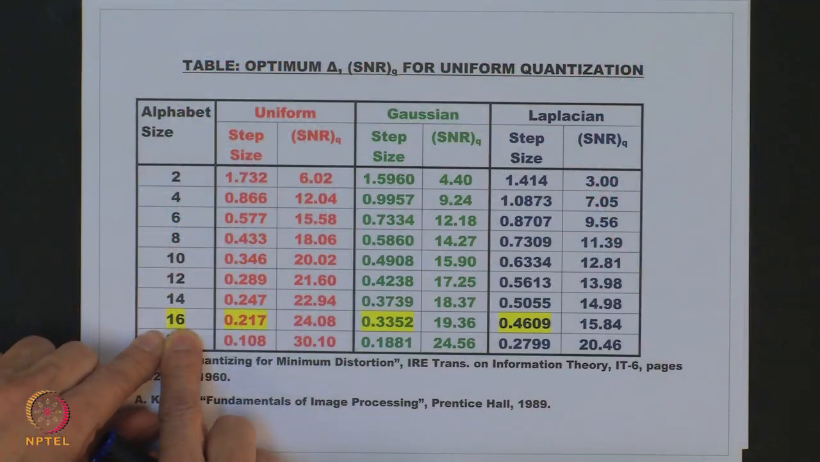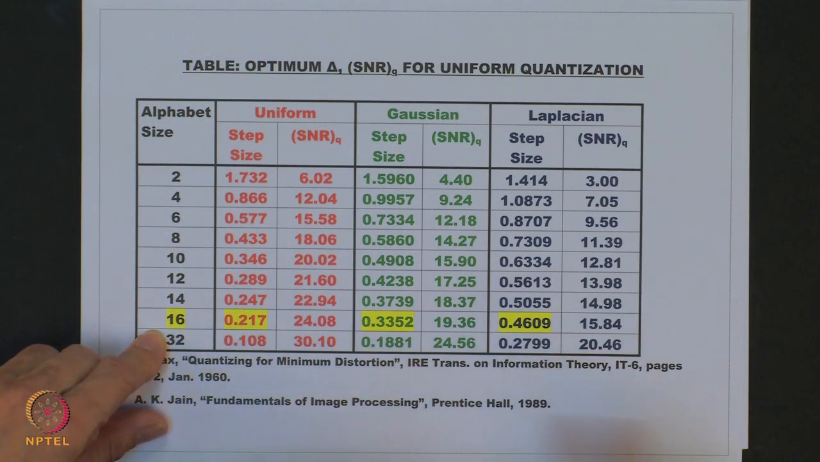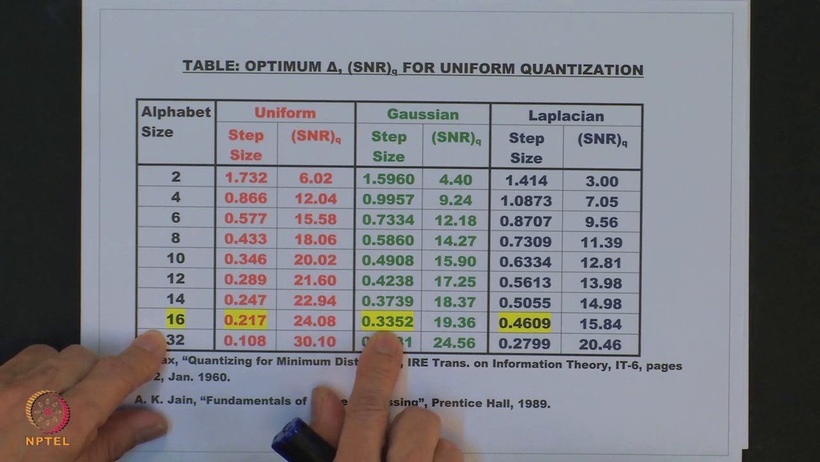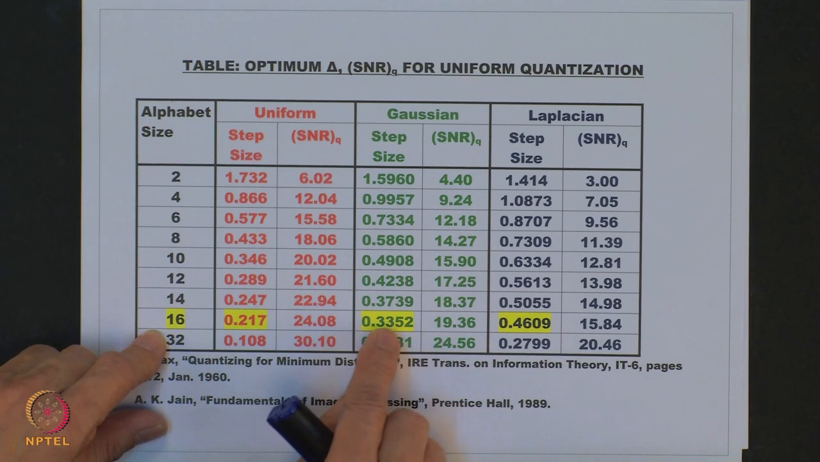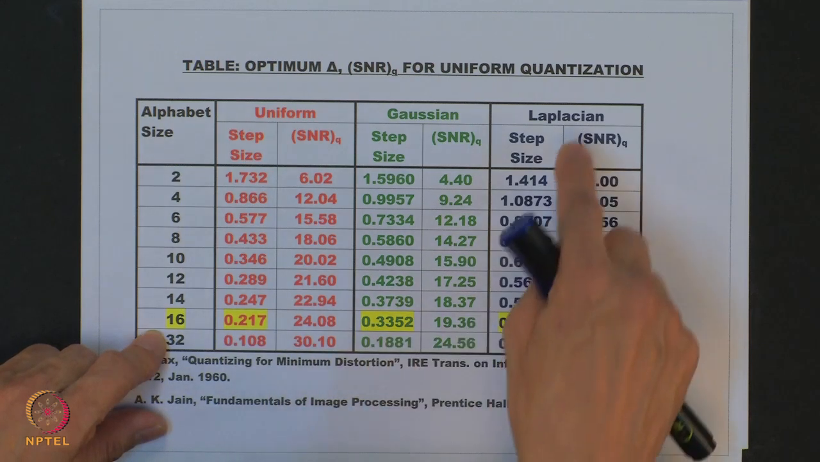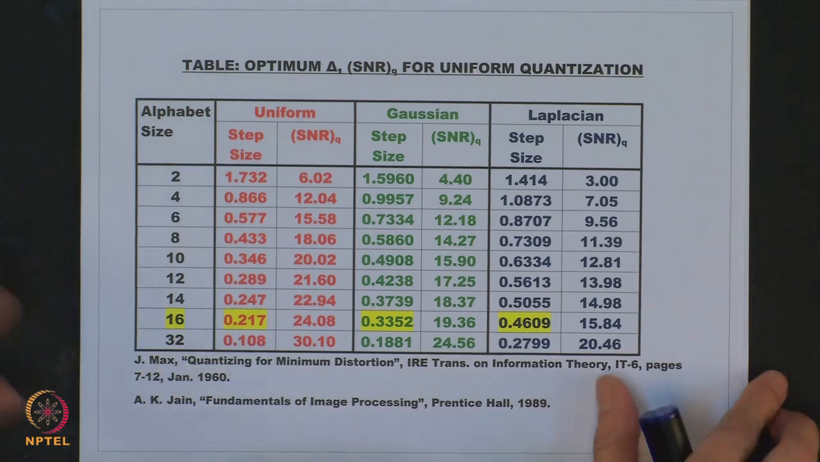Therefore, for a given number of levels, if delta is calculated to balance the effect of both granular and overload noise, then PDFs that have heavier tails, like Laplacian compared to, say, Gaussian, will tend to have a larger step size. And this is very clear from this table which I have here. Look at the example of 16 levels. As you keep on moving here, the tail becomes heavier. So, for the same number of quantization levels L, you will find that the delta increases, correct? This delta is higher than this, and this delta is higher than this, because Laplacian has a heavier tail, okay, fine.